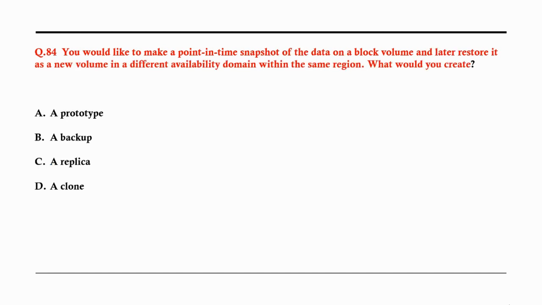Question 84. You would like to make a point in time snapshot of the data on the block volume and later restore it as a new volume in a different availability domain within the same region. What would you create? The correct answer is B, a backup.